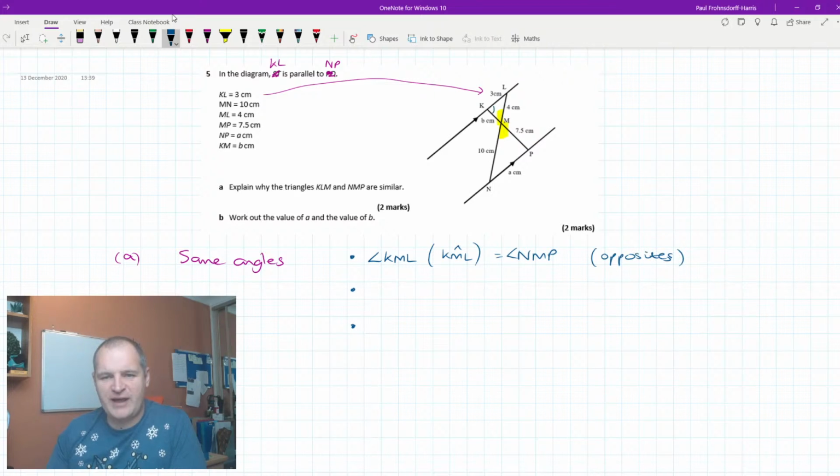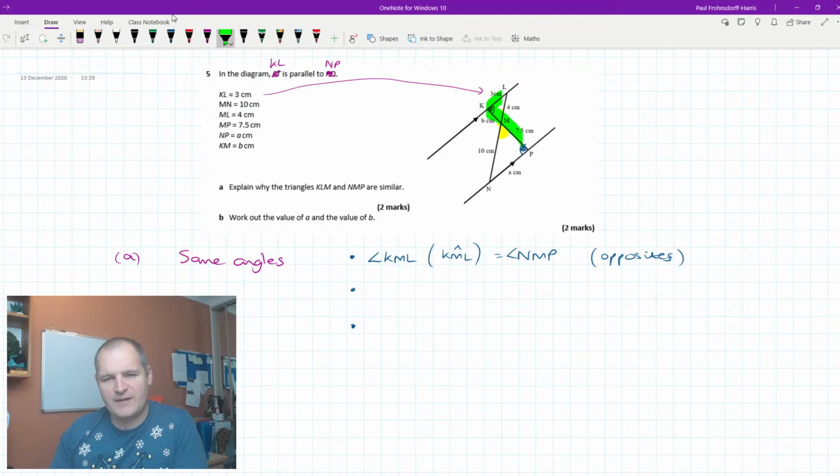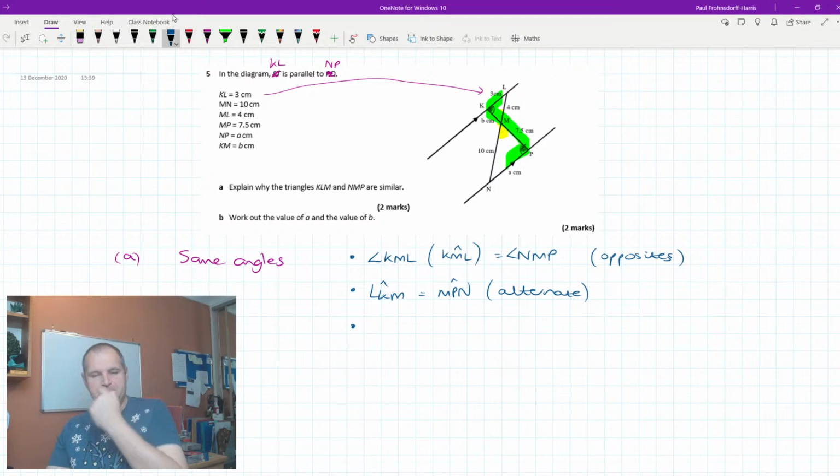Next, this angle is the same as this angle because of the Z rule. If we remember back to our alternate angles, that makes a backward Z shape and the insides are the same. So we would say that LKM is equal to MPN because they are alternate. I'll accept Z angles, but I prefer you to learn alternate.